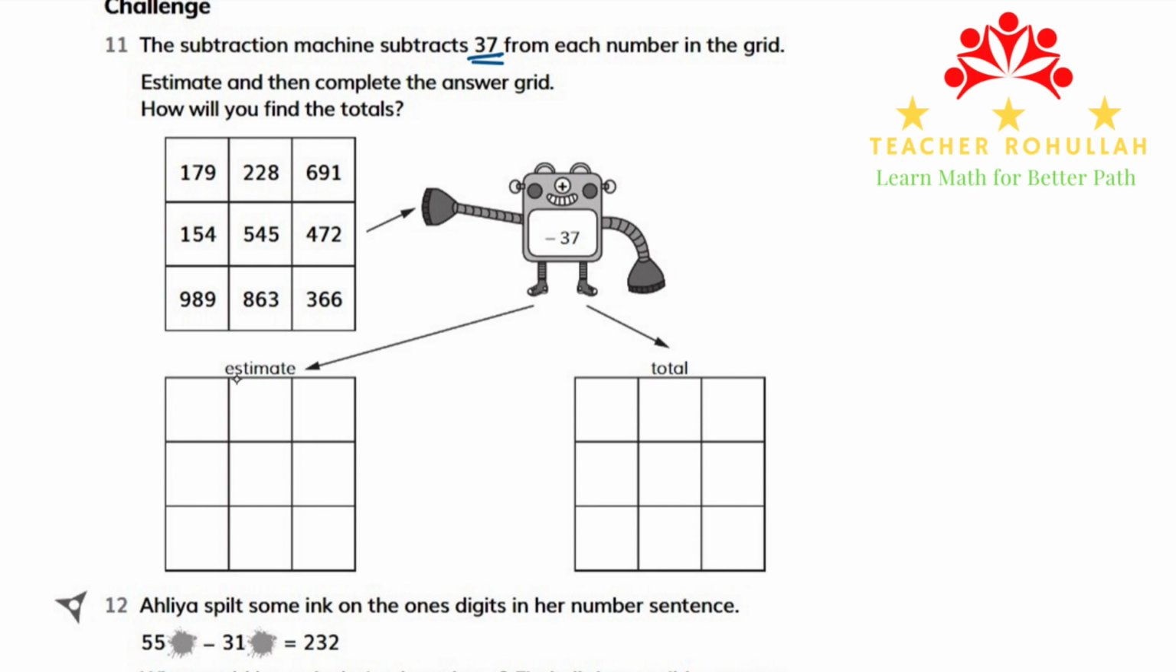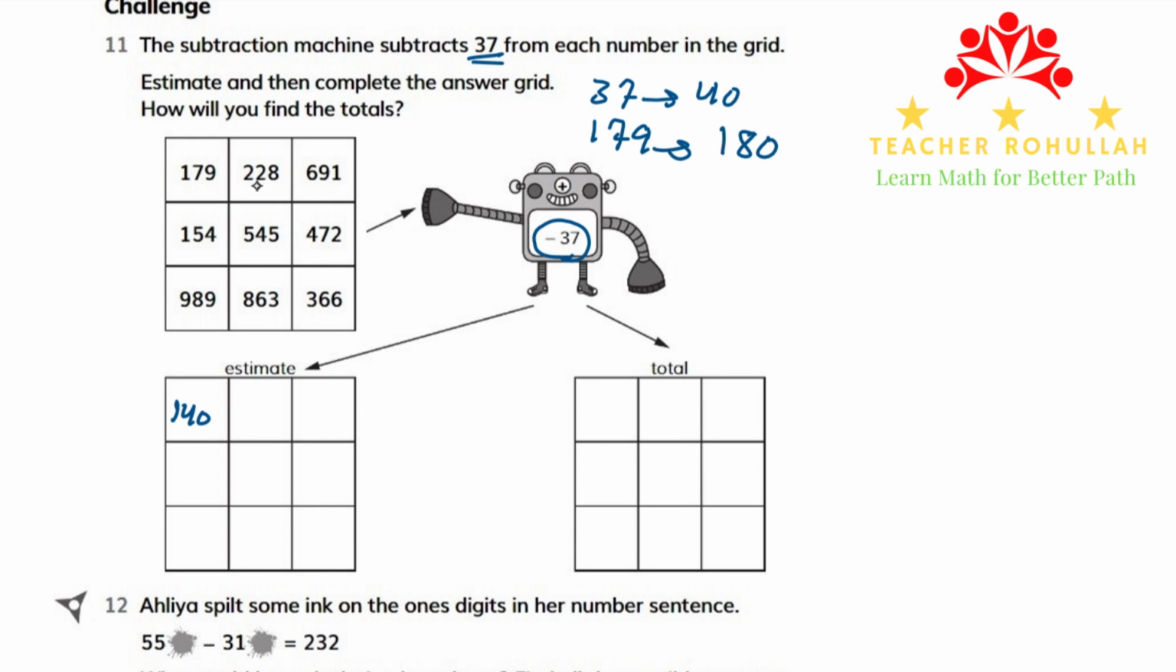So to fill the estimation grid, I will first round 37 to the nearest 10. So 37 rounds to 40, and we will start from the first row of the grid. On the left, we have 179. To round 179 to the nearest 10, we will find 180, because 179 rounds to 180. Now 180 minus 40 will be equal to 140.